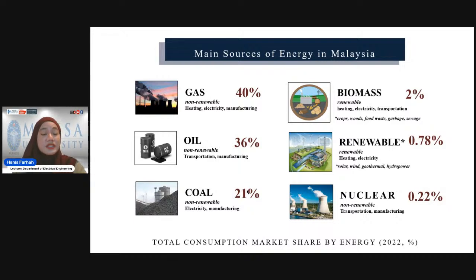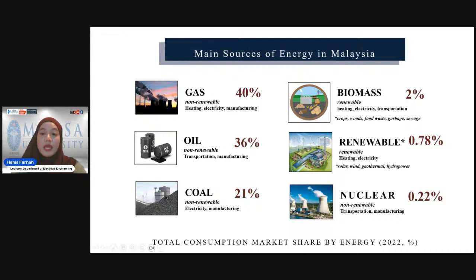The next 36% is from oil, which is crude oil and also mineral oil. This is also non-renewable. It will cause pollution and also bring harm to our environment. And the oil is used for transportation and also manufacturing. 21% of our main sources of energy in Malaysia come from coal. It is also non-renewable. It is used to convert the coal from the mining and from the burning, and convert the process into electricity.